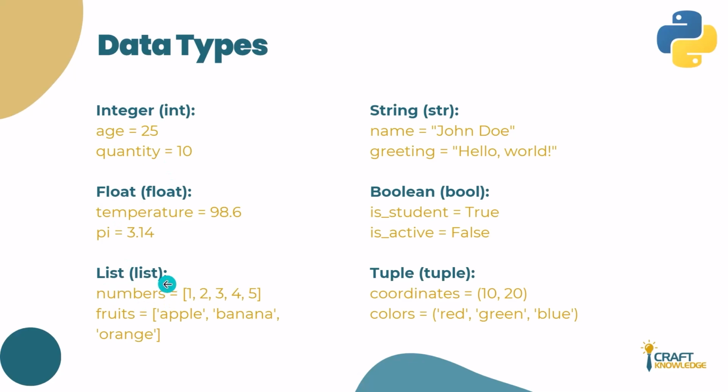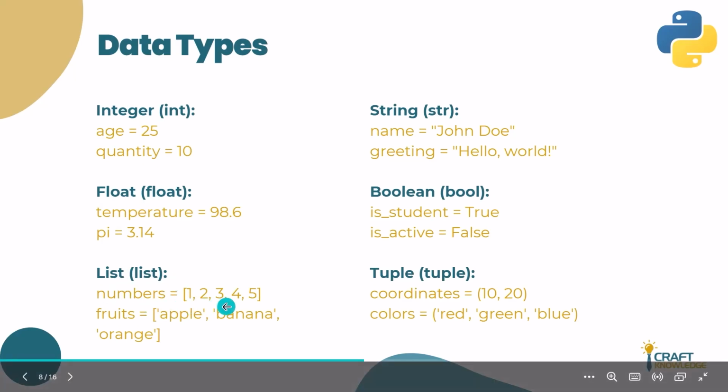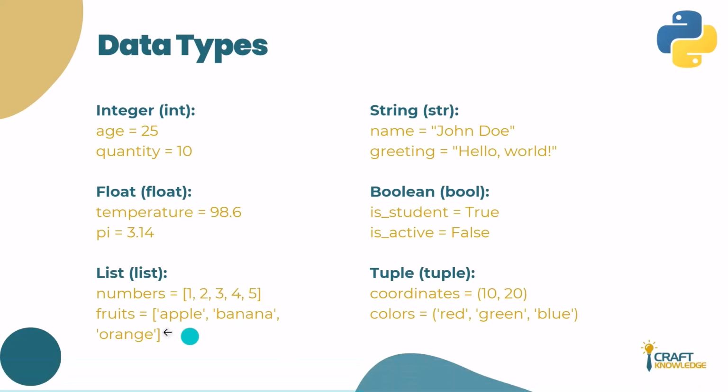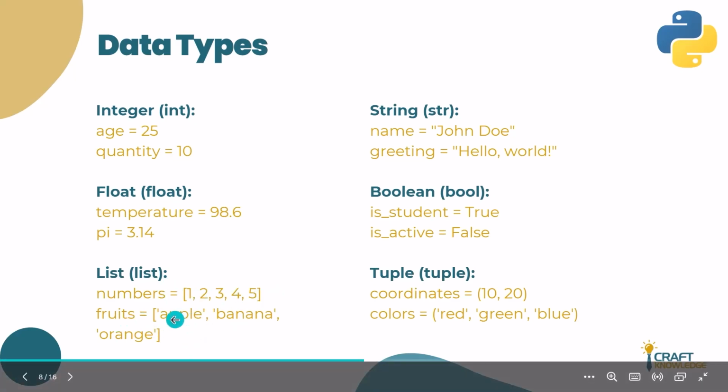Then we have list. So as I mentioned, list can store multiple other data types. For example, the numbers 1, 2, 3, 4. This list of numbers is storing multiple integers. Here the list of fruits is storing multiple values or multiple variables of strings. You can say apple is a string. So A-P-P-L-E, these are the characters. A is a character, P is a character, and apple is a sequence of characters, right?